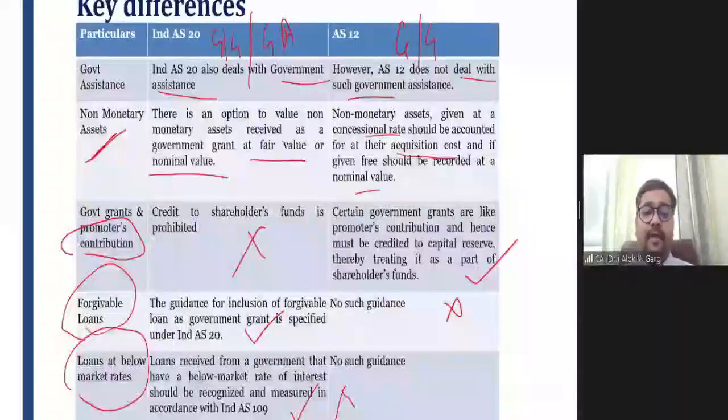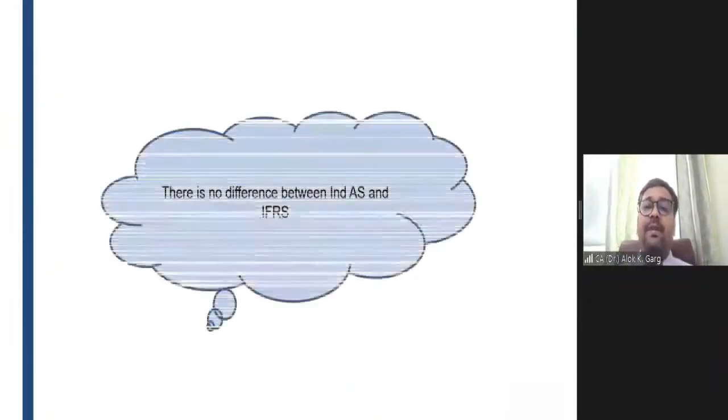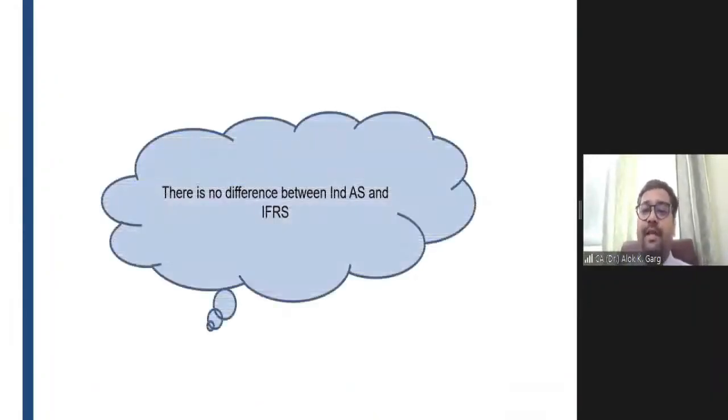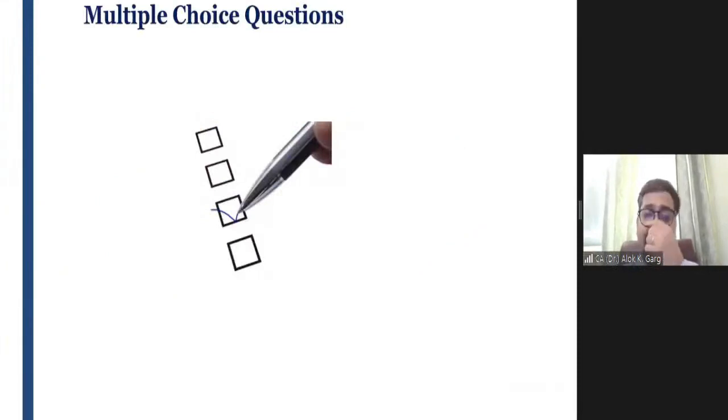Any query? Shall I move forward? So, comparison between Ind AS and IFRS: there is no difference between Ind AS and IFRS. Now I have some multiple choice questions in my kitty, so I want to discuss these multiple choice questions quickly.